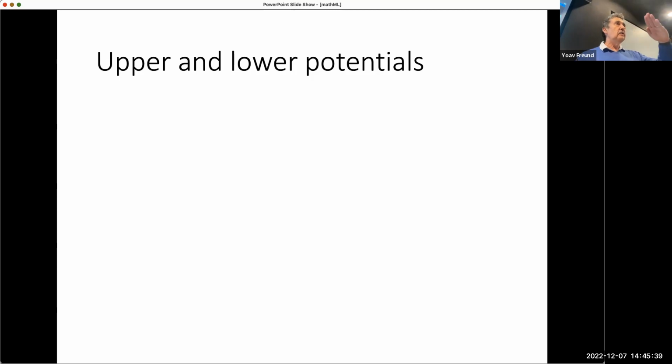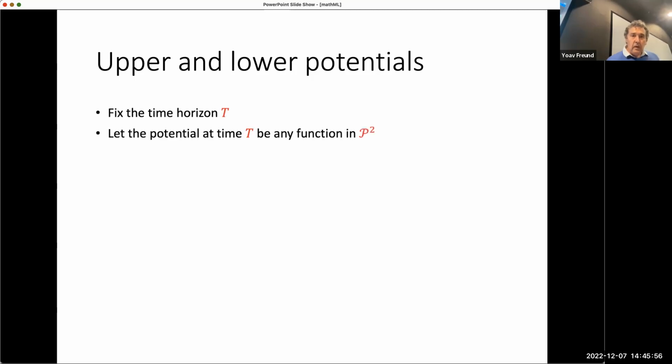And potential has the advantage that you can work backwards. If you have potential at the end, you can work out potential at t minus 1, t minus 2, t minus 3. So you have a stronger tool to develop your algorithm. Okay, so here's basically the main tool.